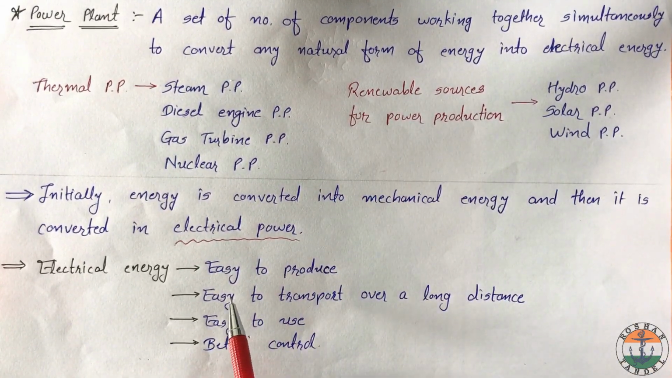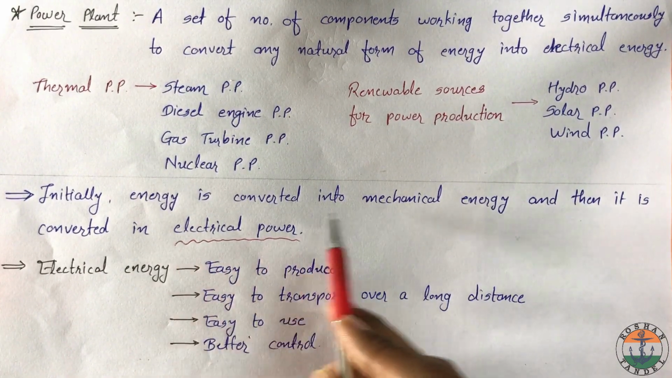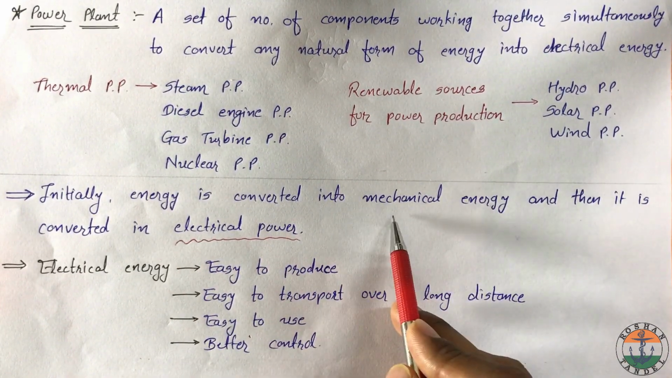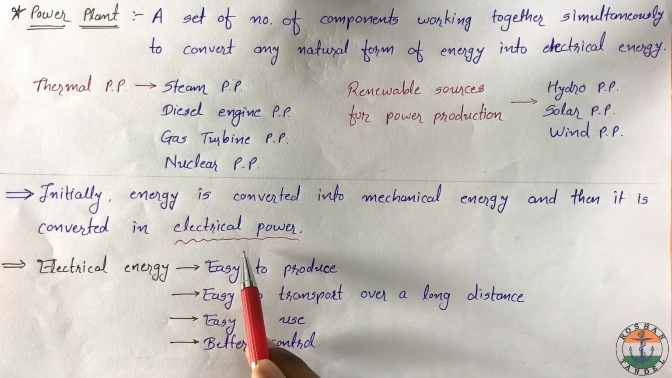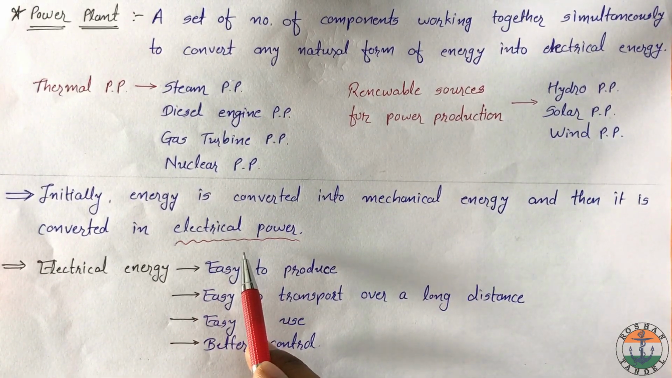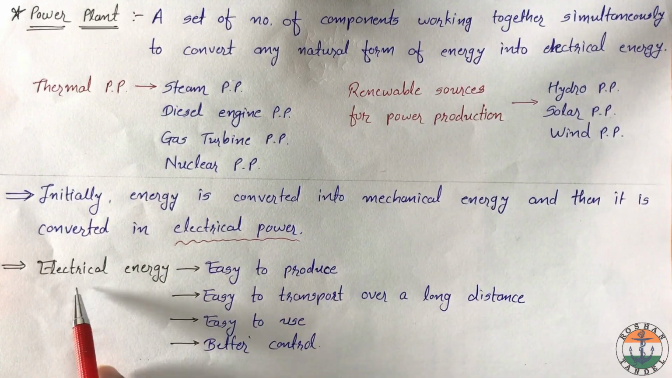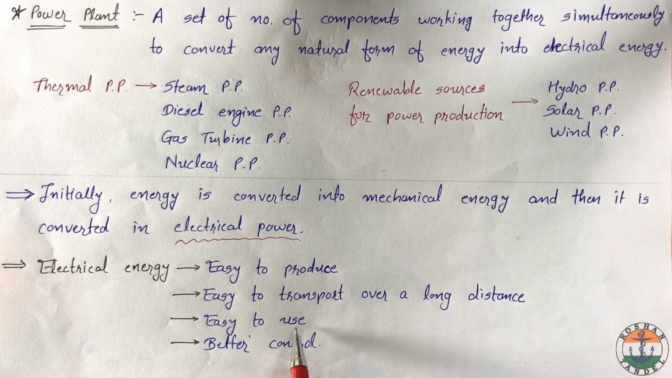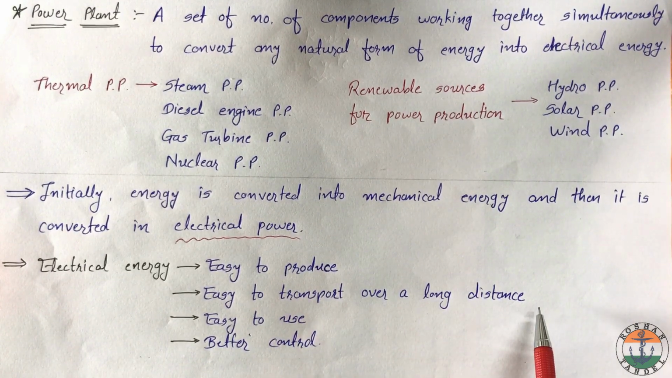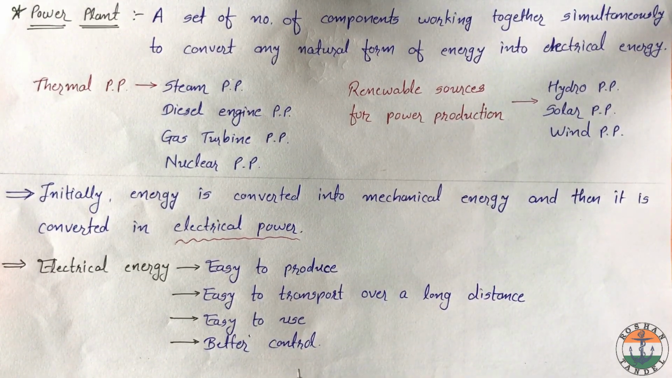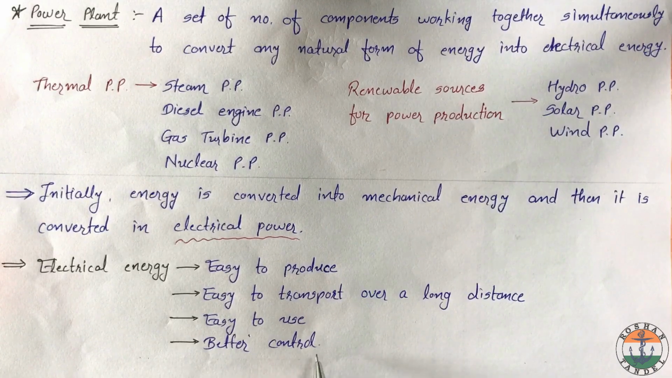In any power plant, initially energy is converted into mechanical energy and then it is converted into electrical power. The final form of the energy is electrical energy because it is easy to use, produce and transport over a long distance. It can also provide better control.